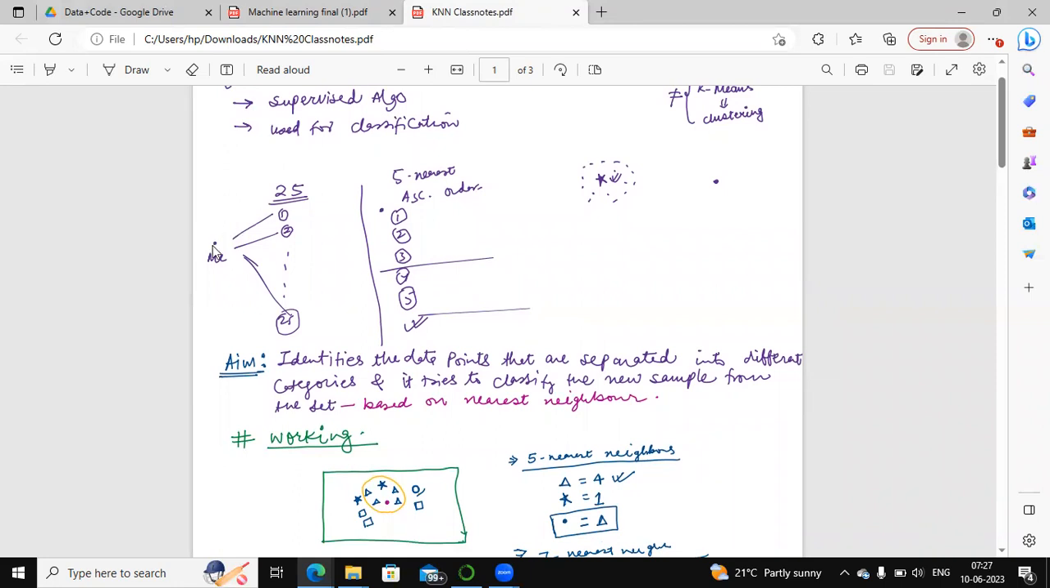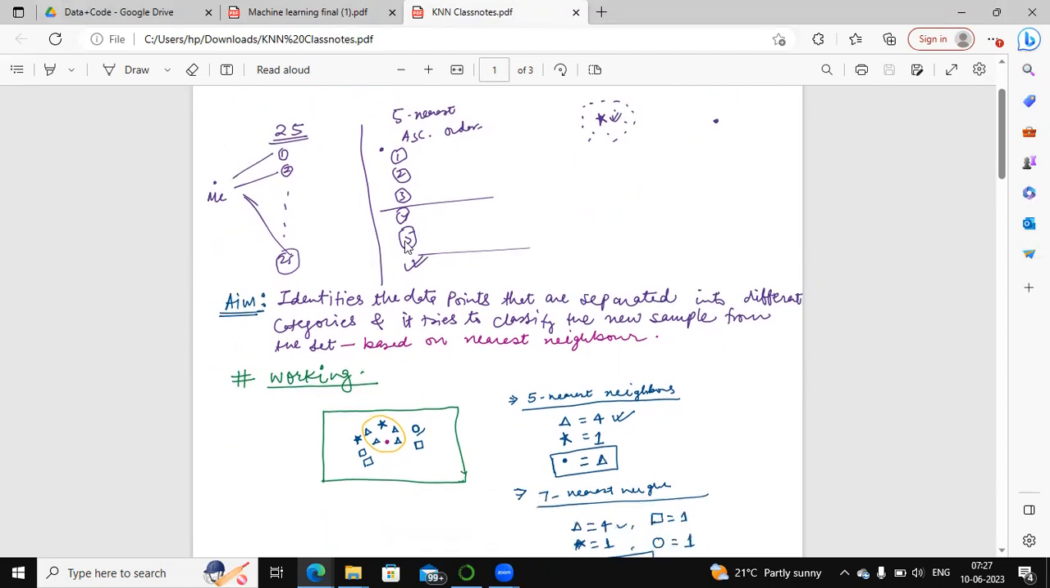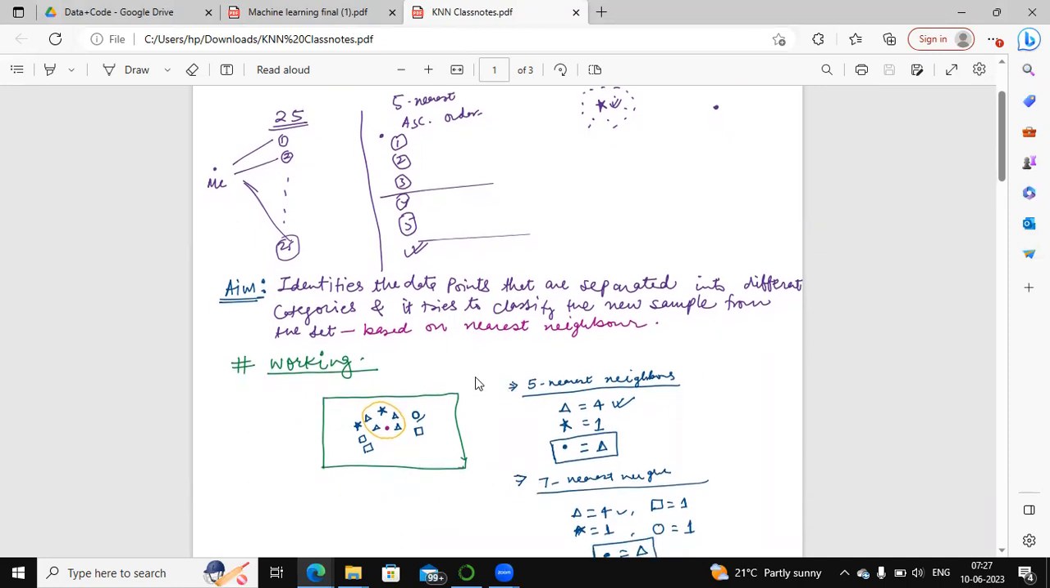So an unknown point is here, and you have other data points here. You find the distance from the unknown point to the data points, and find the five nearest distances in ascending order. Whichever class has the highest majority, your output class is considered to be that class. So what is the aim? It identifies data points that are separated into different categories. Here you see an area with a triangle, a star, a circle, and a rectangle or square.